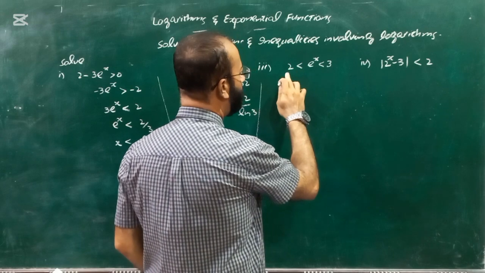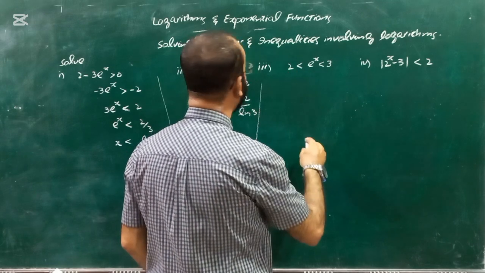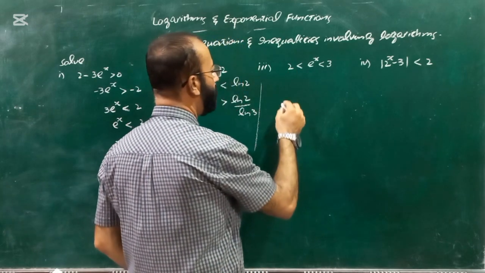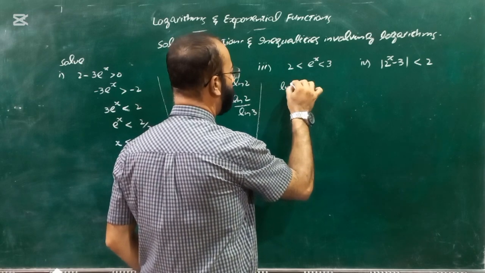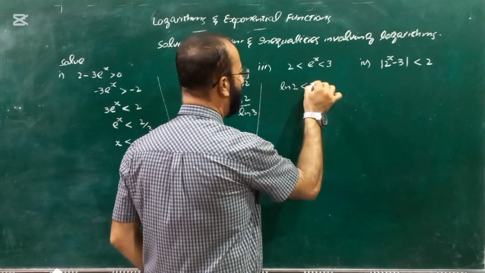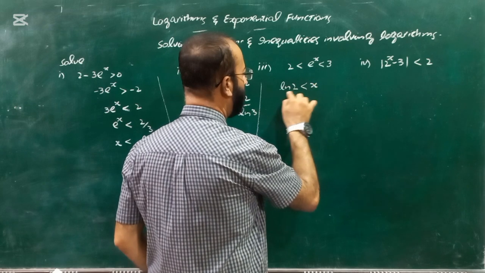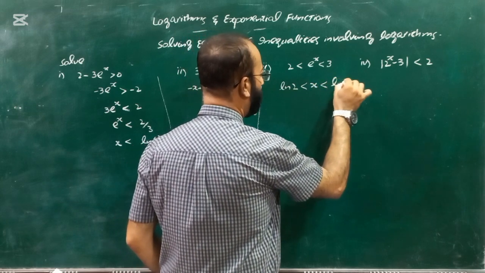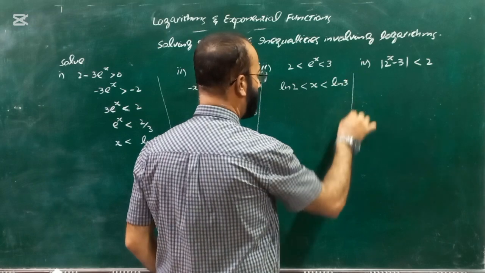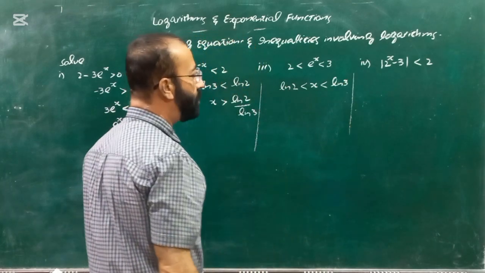e raised to power x is greater than 2 and lesser than 3, and the requirement is to solve it. So take the natural log throughout, so natural log of 2 is lesser than x, which is lesser than natural log of 3. So this is the answer of this part.